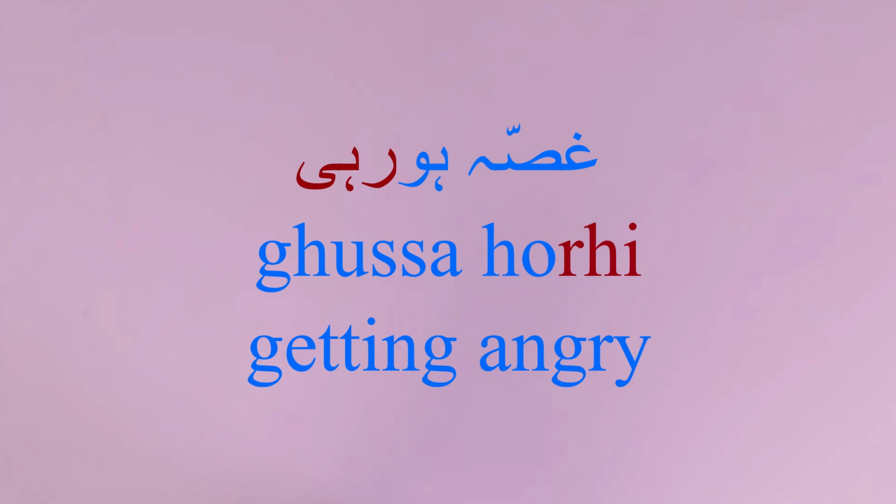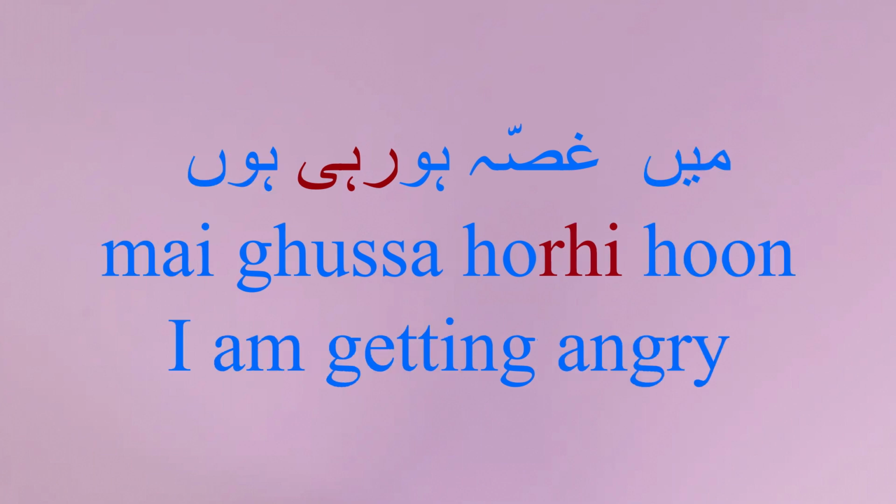Now let's conjugate in a present continuous tense. Again, the same basic foundation, which is मैं हूँ, and in between the subject and the verb we'll put the conjugated form, which is गुस्सा हो रही. मैं गुस्सा हो रही हूँ. For a female, मैं गुस्सा हो रही हूँ.